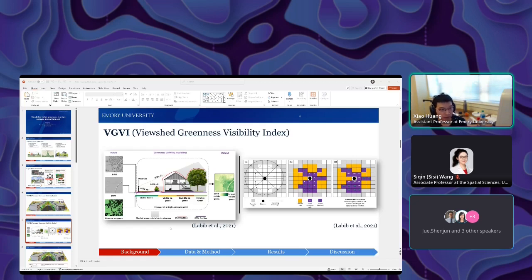And their method operates in the raster model by casting lines of sight in 8 different directions, and then calculating the green pixels that can be visible by people standing in the center pixel. So this is a very easy model to implement, and since it was proposed, it has been adopted by many scholars.